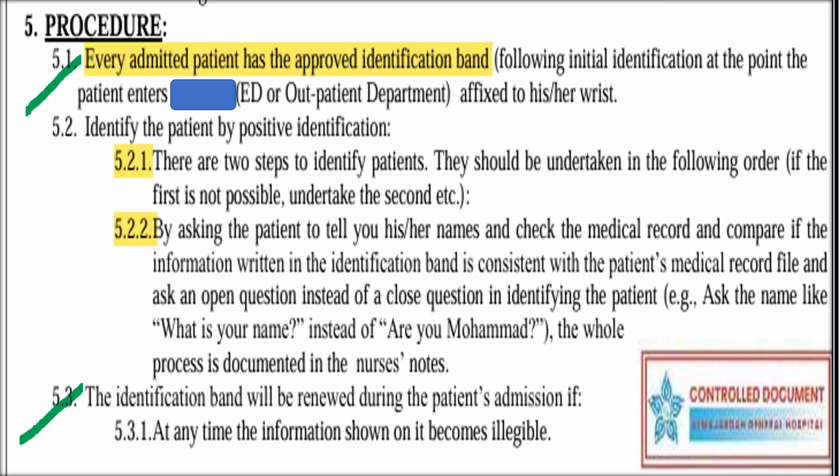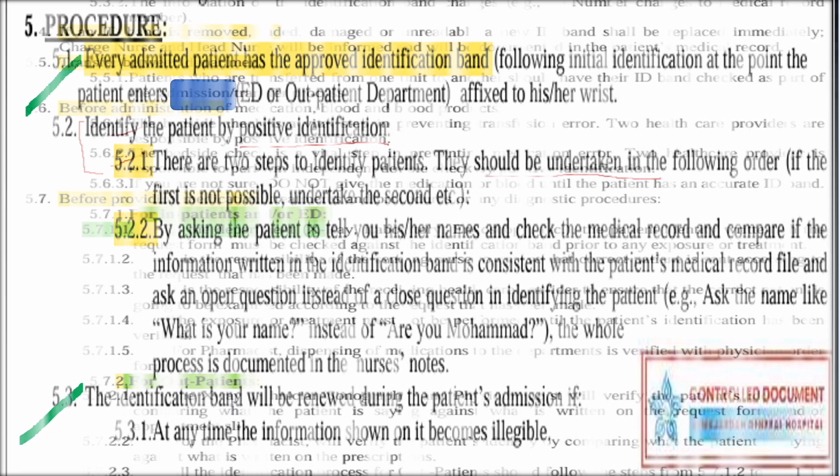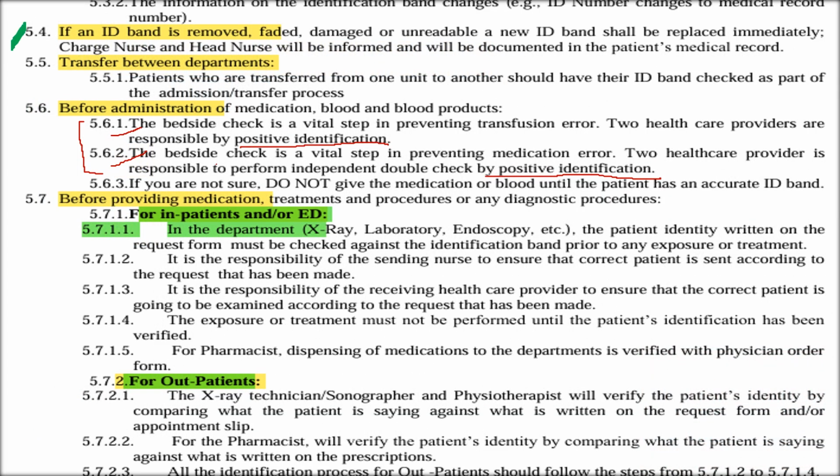Okay, now moving on to procedure. So every admitted patient has an approved identification band. And then the identification band will be renewed during the patient's admission if at any time the information shown on it becomes illegible. Illegible means unreadable, it's not clear, or cannot be read. Okay, on to the next. If the ID band is removed, faded, damaged, or unreadable, a new ID band shall be replaced immediately.